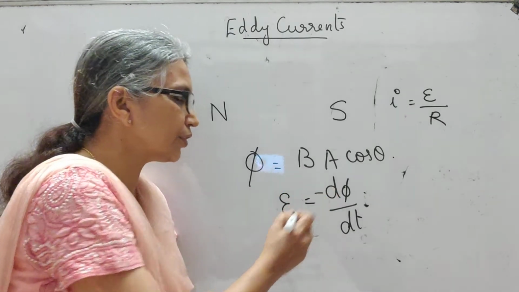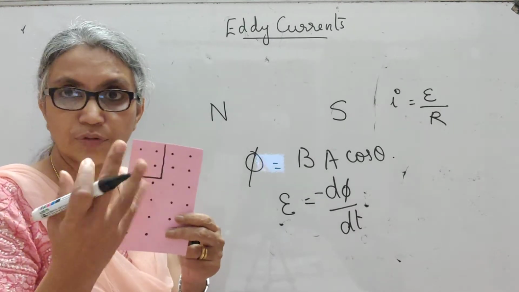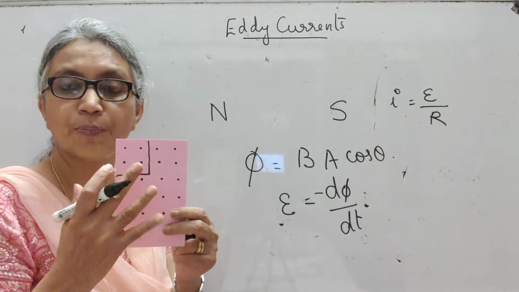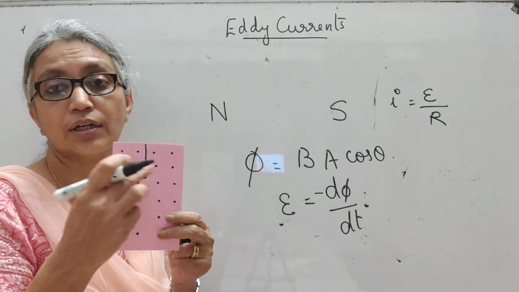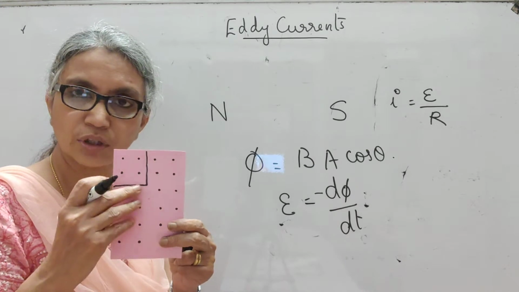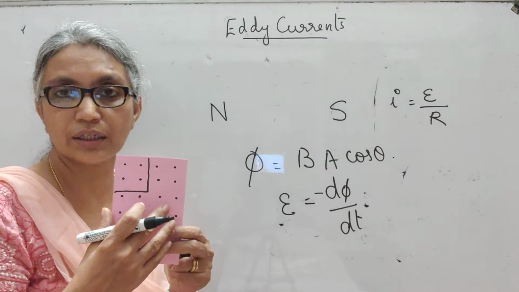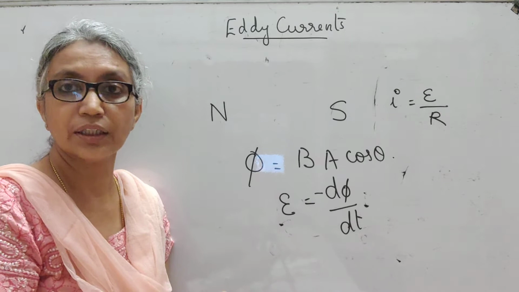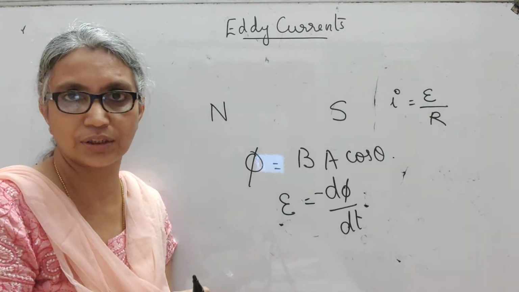So we have a negative sign given by Lenz's law, which tells you that the induced current cannot flow in any direction. It should flow in such a manner that it always opposes the change in flux. For example, if the flux through the coil is increasing, the induced current must decrease the flux. If the flux through the coil is decreasing, then the induced current must flow in such a manner that the net flux will increase through the coil. So this negative sign given by Lenz's law always tells you that the induced current must flow in such a manner that it always opposes the change in flux.